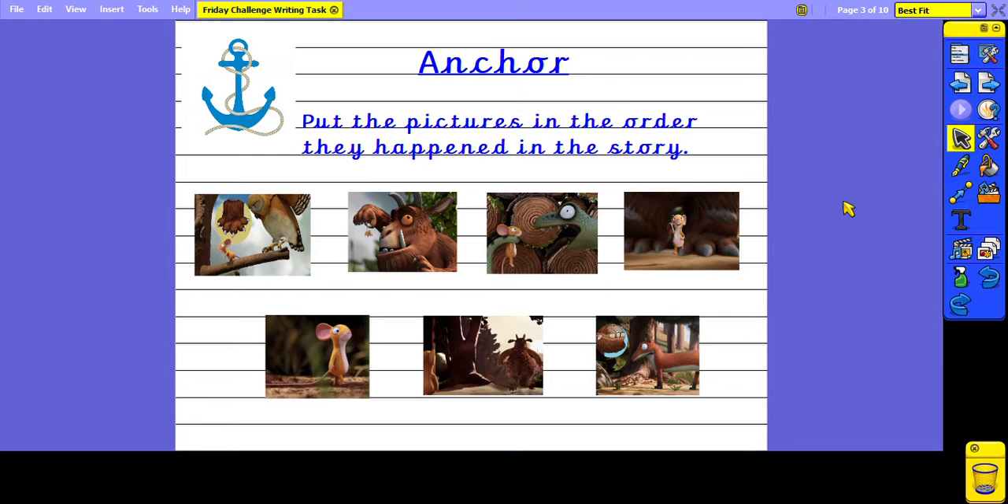Just to warm our brains up and refresh our memories, I'd like you to put the pictures in the order they happened in the story. Think about what happened at the beginning, what happened in the middle, and what happened at the end. Pause the video now and have a think.